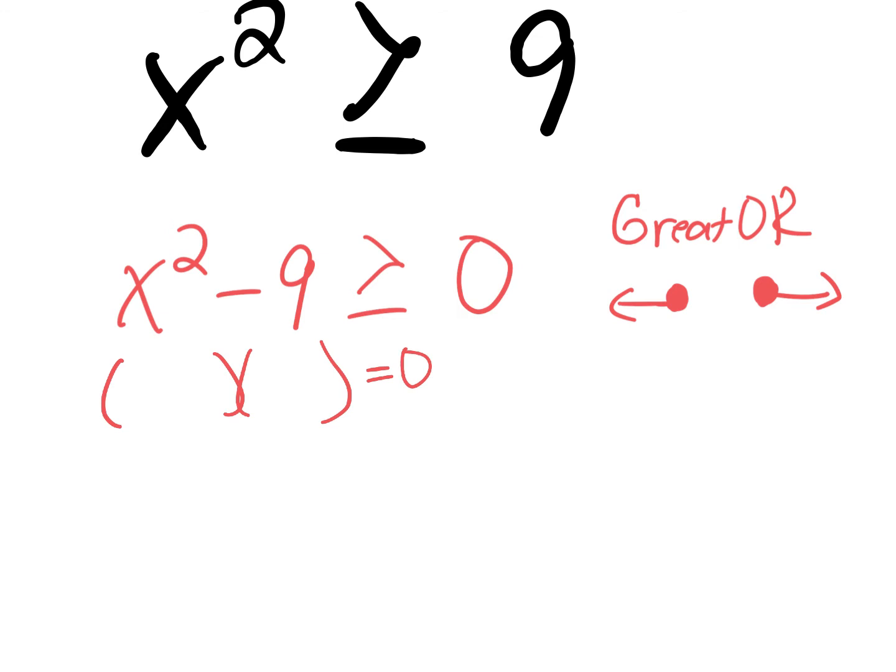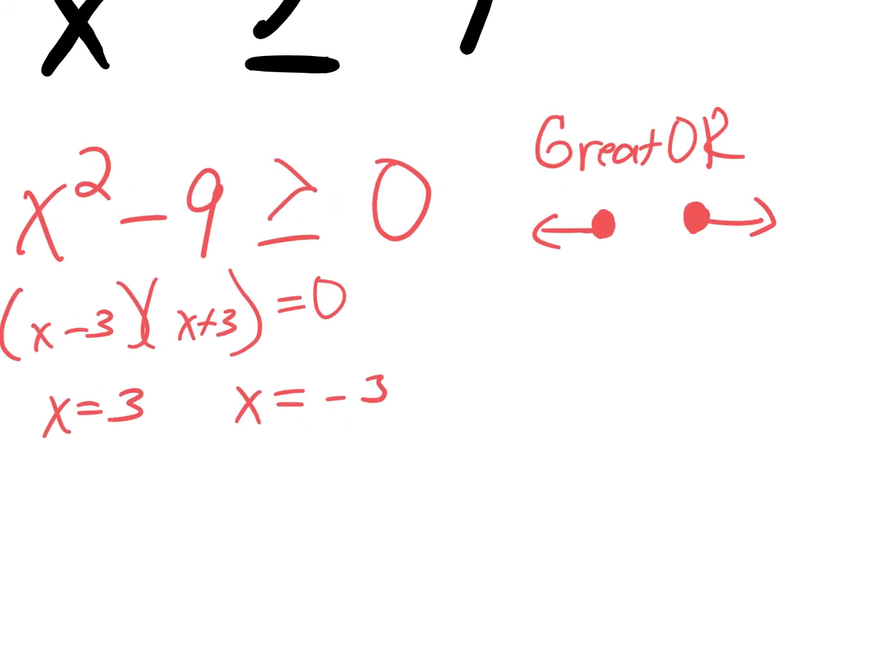What times what is going to give me x squared minus 9? X minus 3 and x plus 3. Good. So my 2 x values that I'm going to use are x equals 3 and x equals negative 3, right? So if we go to graph this, you guys just told me it's going to be negative 3 and positive 3. What else needs to go on my graph? 0. Gotta have 0. Good. What kind of dots did you already show yourself that you're going to have at both of those points? Closed. And which way did you already say that you're going to color?